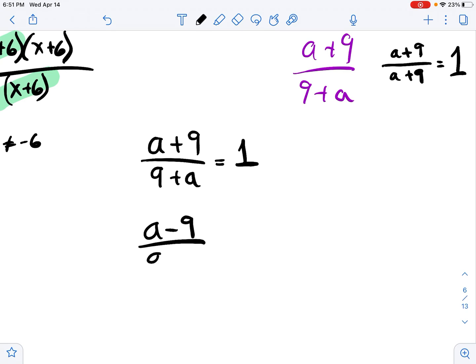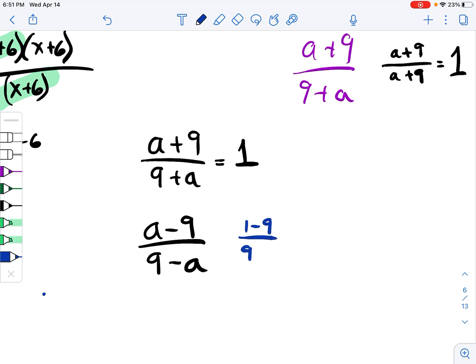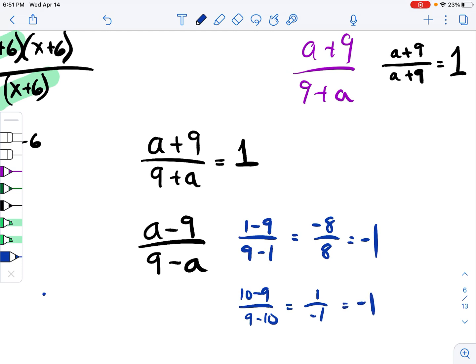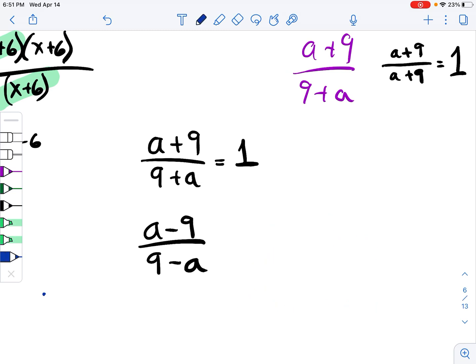What about a minus 9 over 9 minus a? Let's explore that by plugging in some values. What if a was 1? We'd have 1 minus 9 over 9 minus 1. So we get a negative 8 over an 8, so we'd get negative 1. Weird, okay. What if a was 10? So we'd have 10 minus 9 over 9 minus 10, so we'd have a 1 over a negative 1, so we'd have negative 1. Oh. Why am I feeling like this is going to simplify to negative 1 all the time? How can I prove that in a different way?